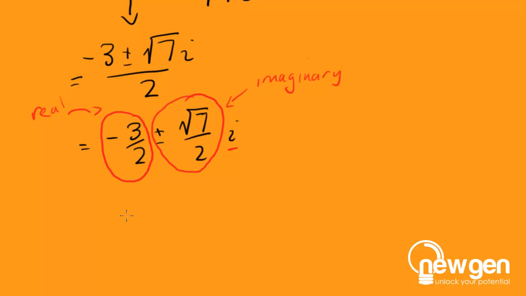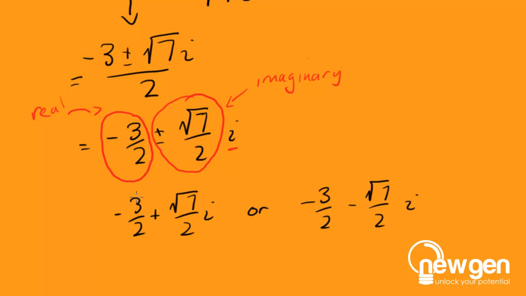And the complex roots here are minus 3 on 2 plus root 7 on 2 i, or minus 3 on 2 minus root 7 on 2 i. And these are the solutions. And I'll leave it there.